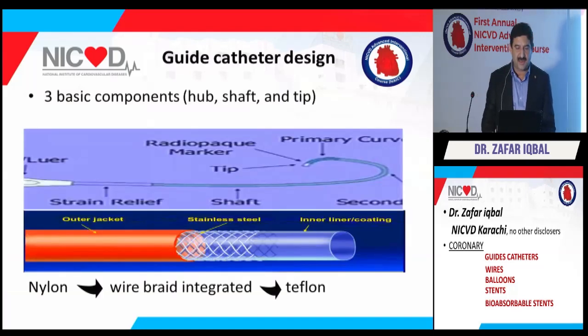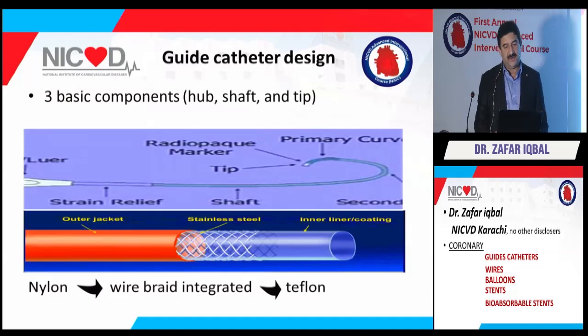If we talk about the catheter design, there are three basic components: hub, shaft, and tip. The hub is basically for the attachment of the indeflator. The main structure depends upon the tip and the shaft. The shaft is made of nylon: the outer coating is nylon and the inner coating is Teflon. There is a stainless steel wire embedded in between them that provides support and torqueability to the guiding catheter for maneuvering it into the aorta.